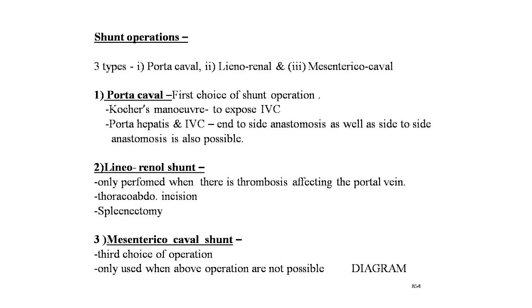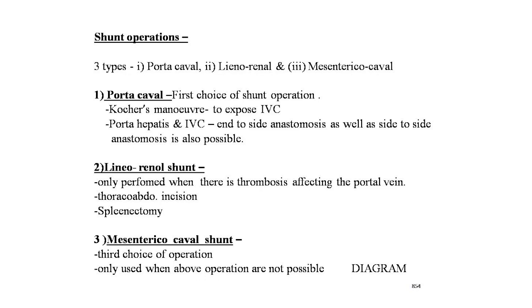First is the portacaval shunt, the first choice of shunt operation in portal hypertension. In Pochet's manual, explore the IVC. Portal vein and IVC end to side anastomosis as well as side to side anastomosis is also possible. The second shunt operation is the splenorenal shunt operation, only performed when there is a thrombosis affecting the portal vein. A thoracoabdominal incision is taken, and splenectomy is also done in the splenorenal shunt operation.